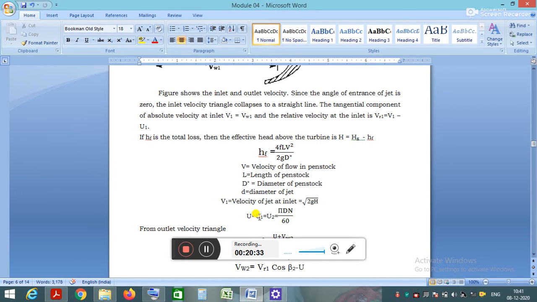Therefore, since it is an impulse turbine and the blades have the shape of a cup, the water enters and leaves symmetrically. Therefore, the blade speed remains constant at the inlet and at the outlet, which is given by pi dn by 60, where d is the diameter of the runner.